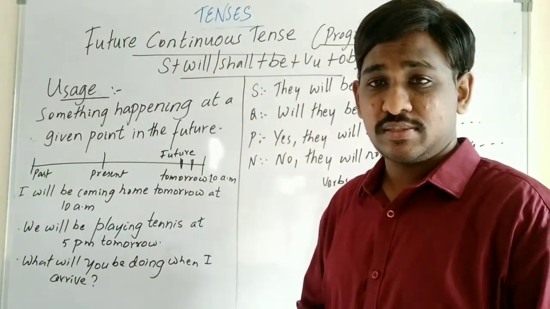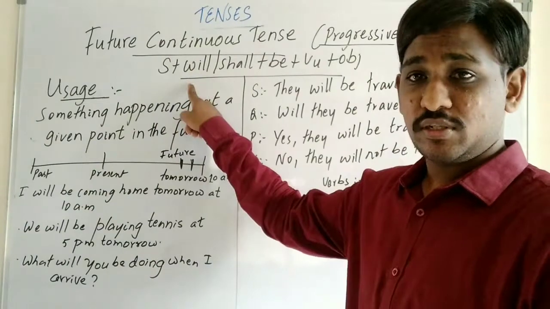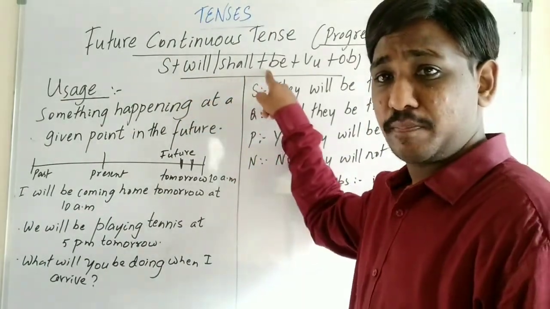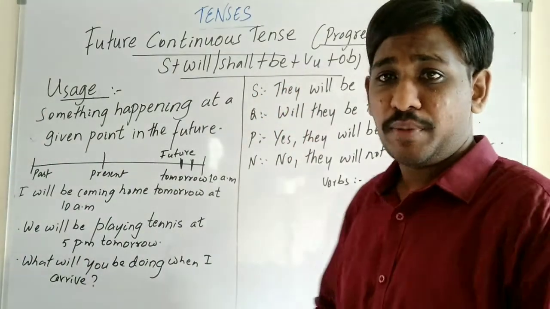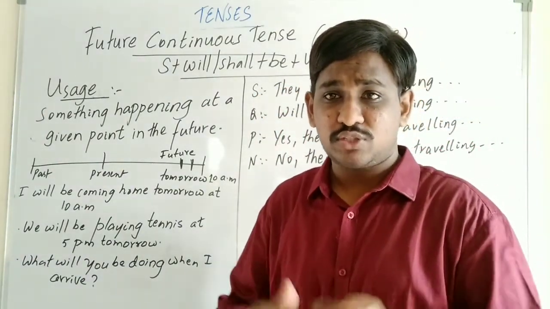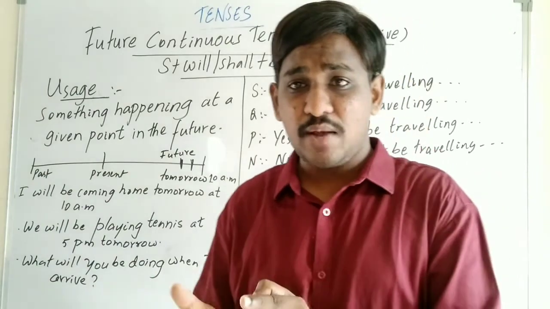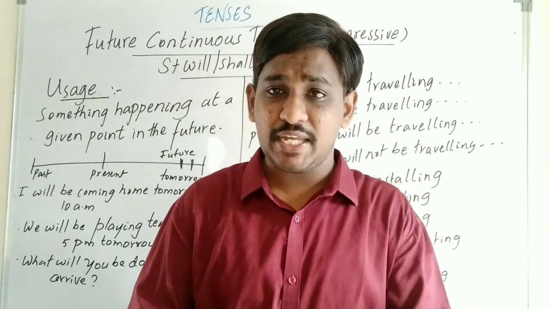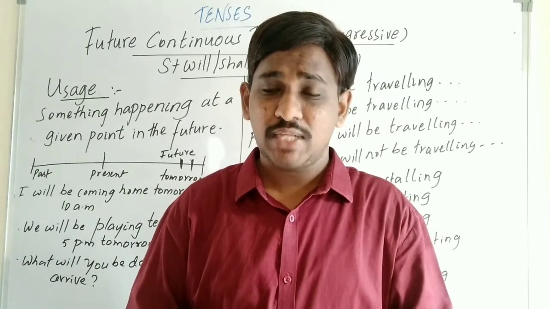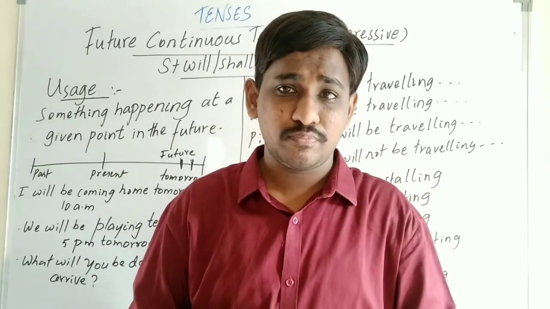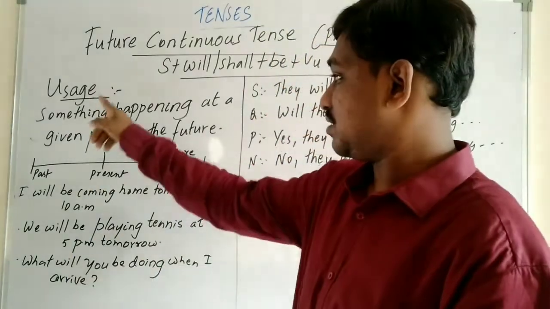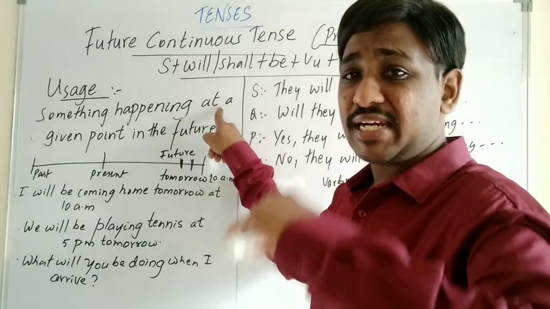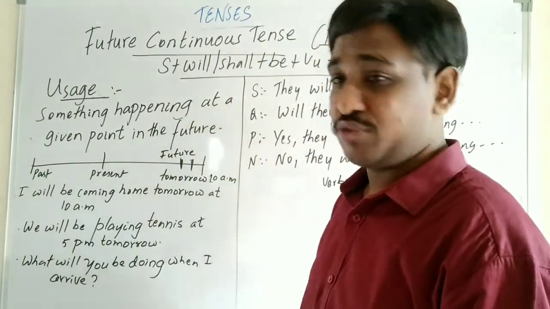Future continuous tense. So let us see the formation. Subject plus will or shall plus be plus verb form 4 plus object. So let's recap: subject plus will or shall plus be plus verb form 4 plus object. So let us make an example. I'll be teaching a lesson tomorrow. Okay, let's see its usages. When do we use it? Something happening at a given point of time in the future.